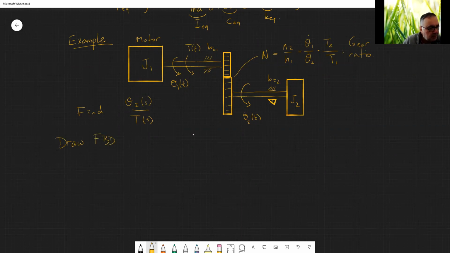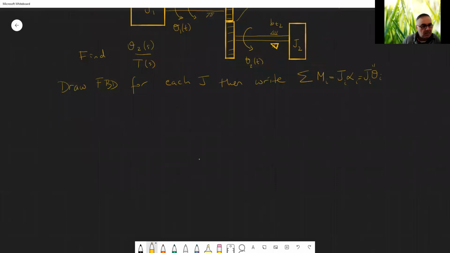Basically, what we need to do is draw a free body diagram for each inertia, then write the summation of the moments, J times alpha, J times theta double dot, for each inertia. So that's what we will be doing. For the first one, J1, for the motor, this is our picture, looks like this.